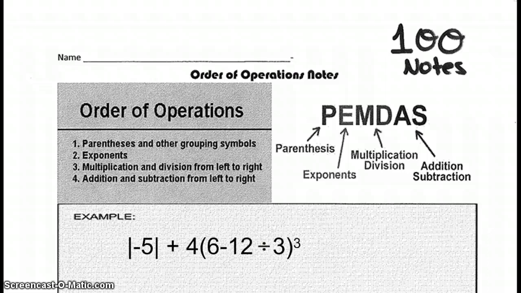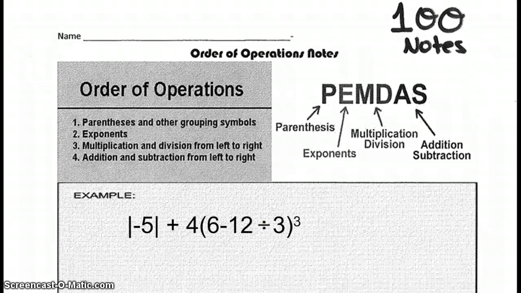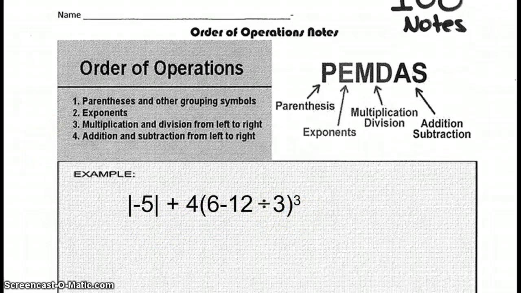Let's look at an example. Here we have the absolute value of -5 plus 4 times 6 minus 12 divided by 3, all to the third power. The first thing we are going to do is take care of our parentheses and other grouping symbols.